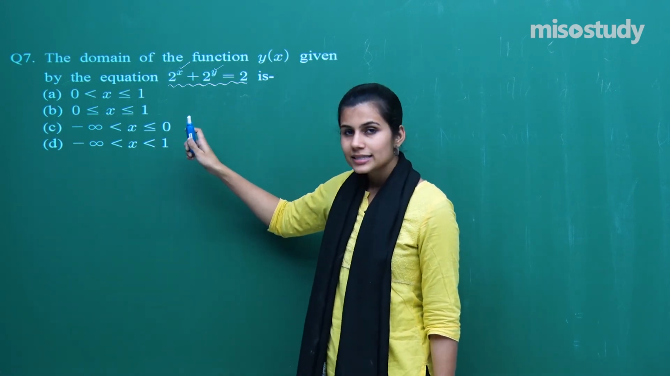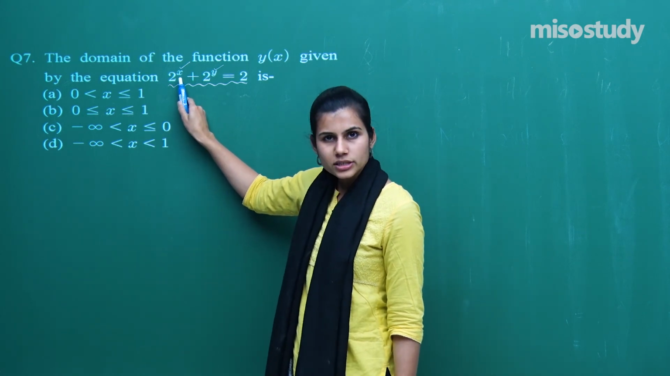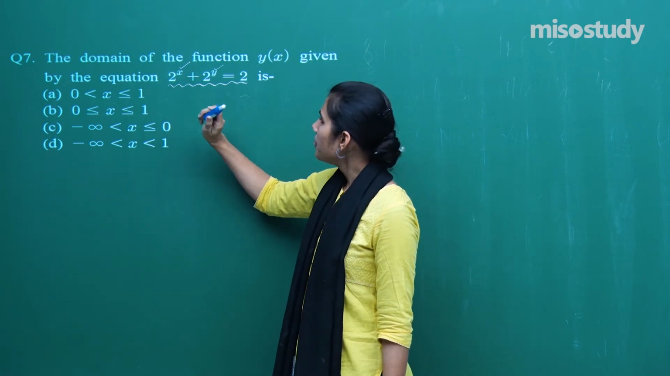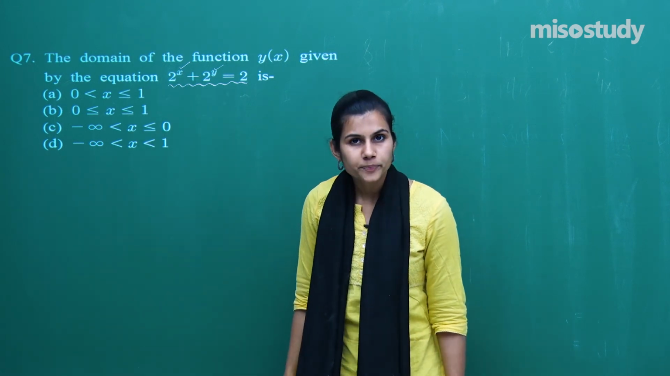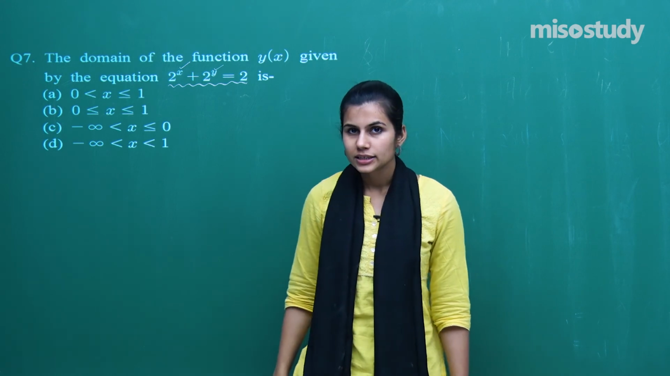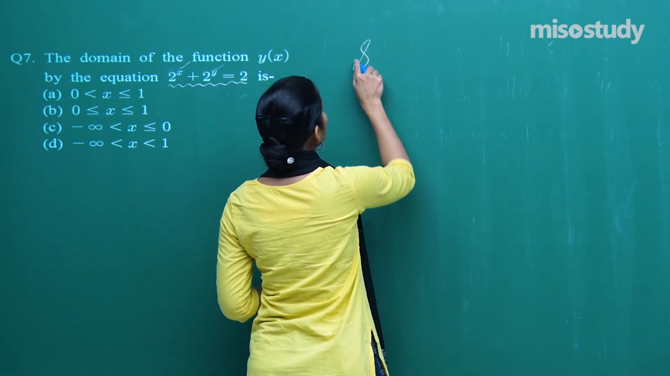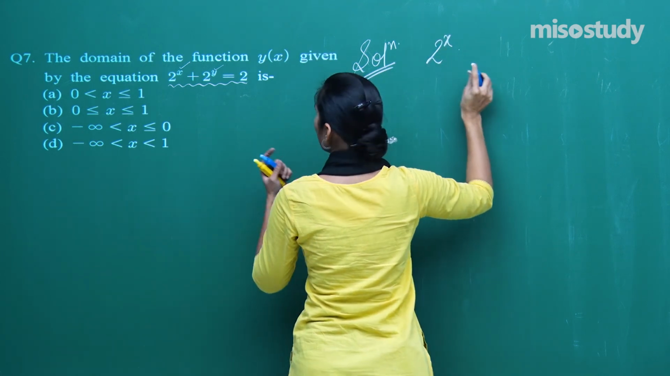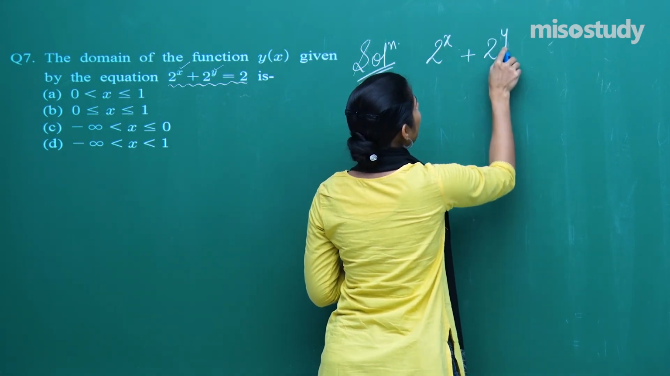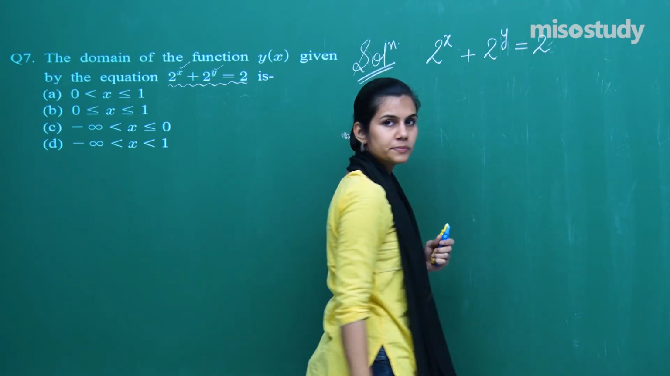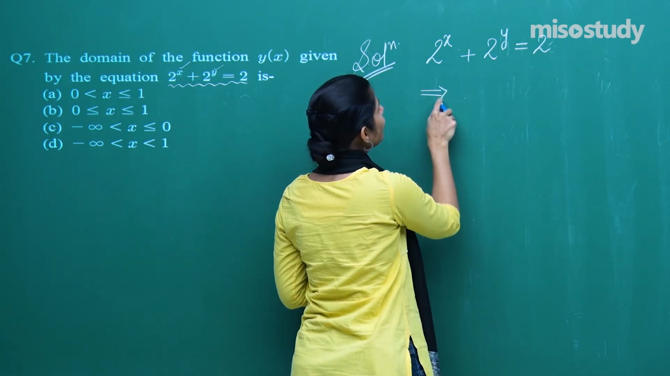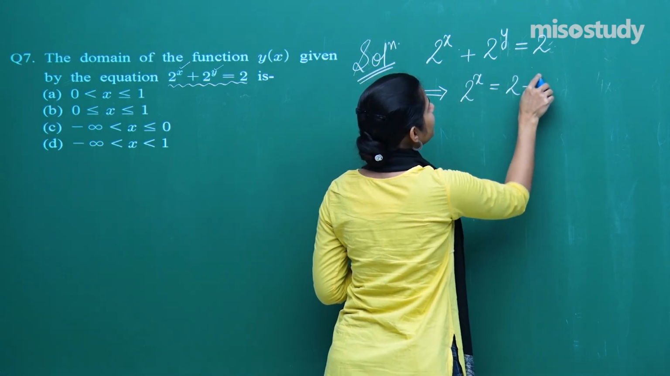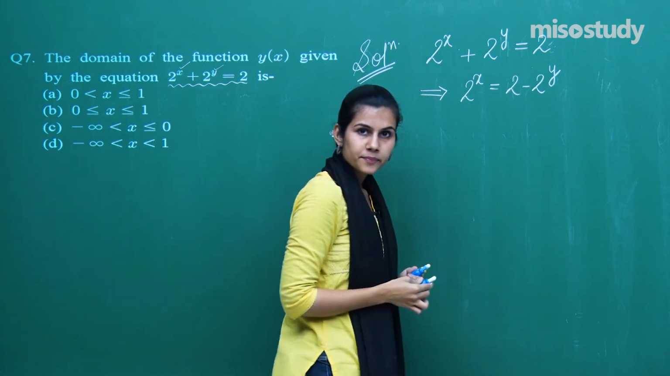The question says, what are the valid inputs? That means what are the valid values of x for which this expression is true? That is what we have to find. Here I am given the expression 2 to the power x plus 2 to the power y equals 2. This means if I want to find out x, I will just put x here and I will have 2 minus 2 to the power y.